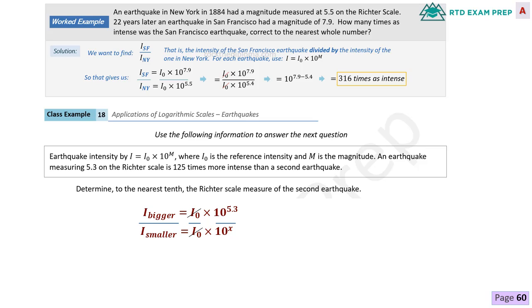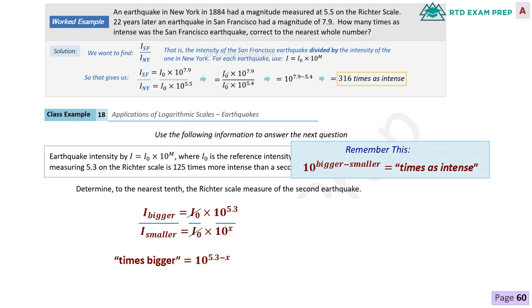At the same time, because we're comparing the same reference intensity in both cases, that fraction will just reduce to 1, so we don't need to know its numerical value. Because of our exponent laws, we can rewrite 10 to the 5.3 over 10 to the x as 10 to the 5.3 minus x. And with this, we develop an exponential equation with only one unknown. At this point, we can convert from exponential form to logarithmic form because our unknown is in the exponent and solve for x.